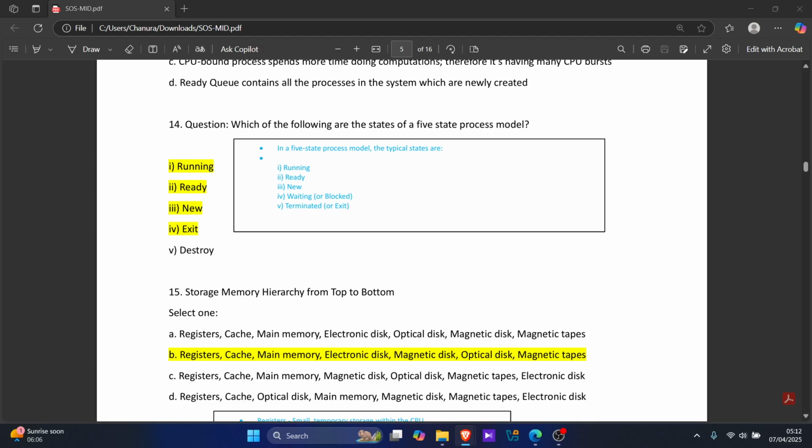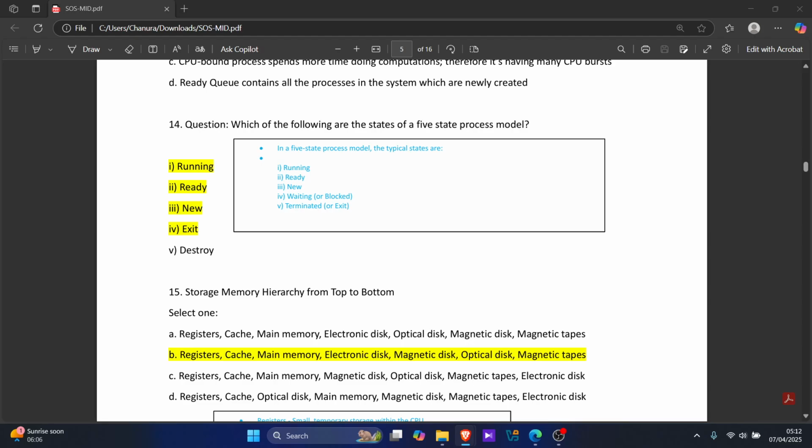Let me confirm. The 5 states are: 1. New, the process is being created. 2. Ready, the process is waiting to be assigned to a processor. 3. Running, instructions are being executed. 4. Waiting, the process is waiting for some event to occur. 5. Terminated, the process has finished execution.